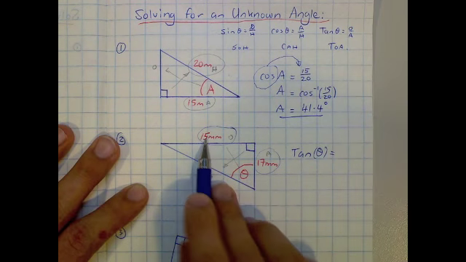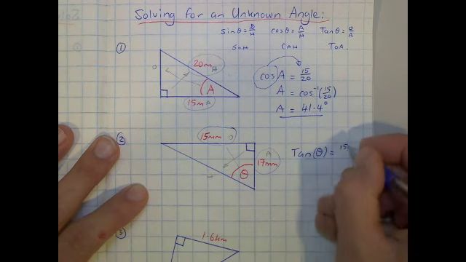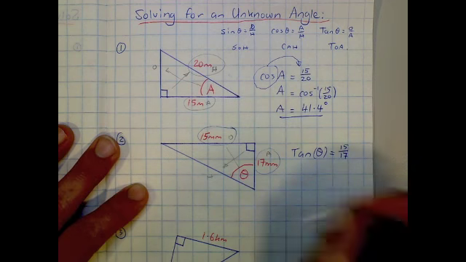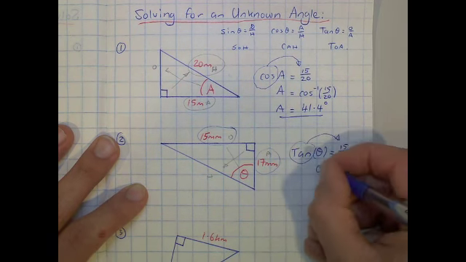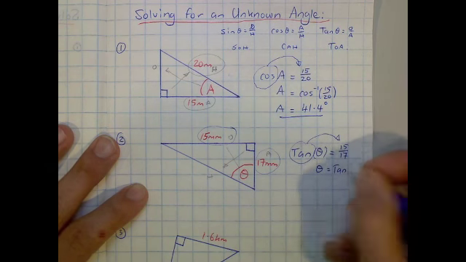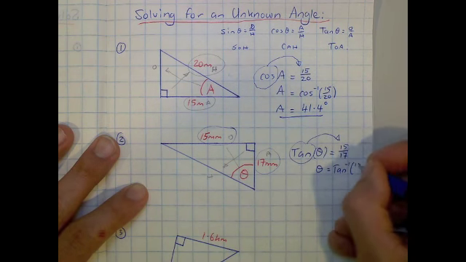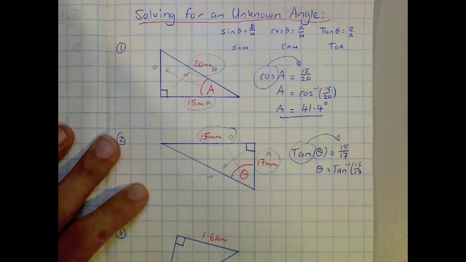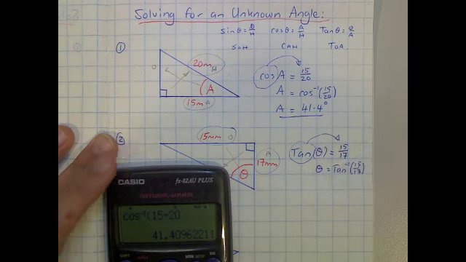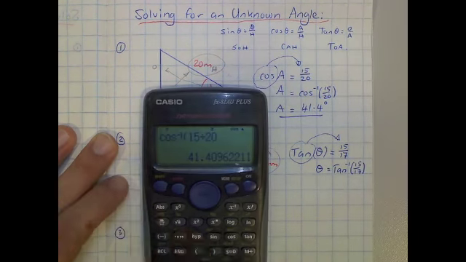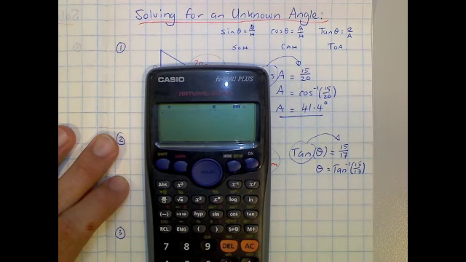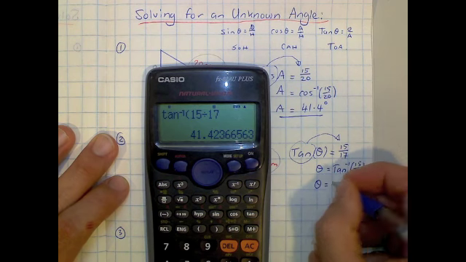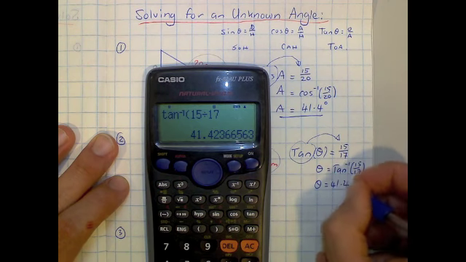Now O goes on top, so the 15's got to go on top, and A goes on the bottom. Then remember, I've got to remove the tan. It becomes tan negative 1 because I want to get theta by itself. So I grab my trusty Casio and type in shift tan 15 divided by 17. I get 41.4, and it's an angle, so we do degrees.